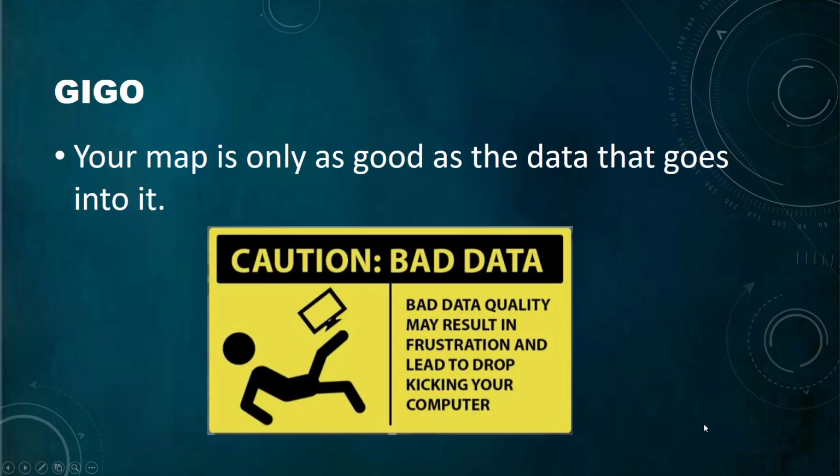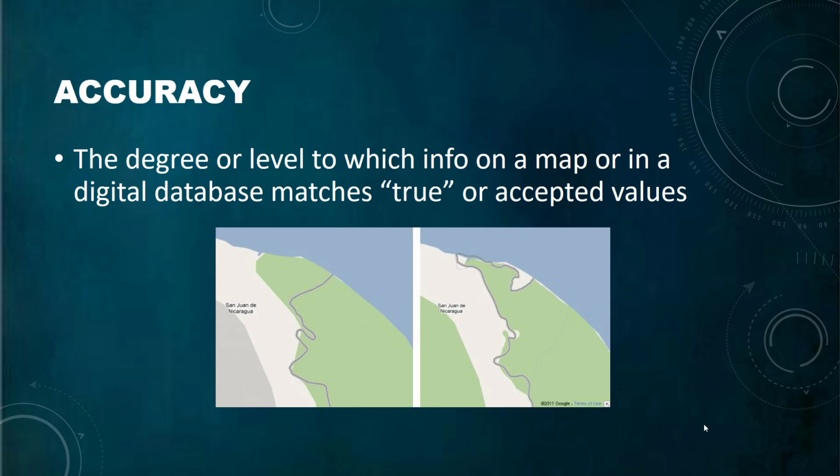So you may have heard this phrase or seen this acronym before, GIGO, which stands for garbage in, garbage out. If you get crappy data, you're going to get crappy map products. So how do you know if your data is crappy? Some of that has to do with a visual inspection. One of the key things that we're looking for is accuracy. And accuracy has to do with how well the data or the map match up with true or accepted values.